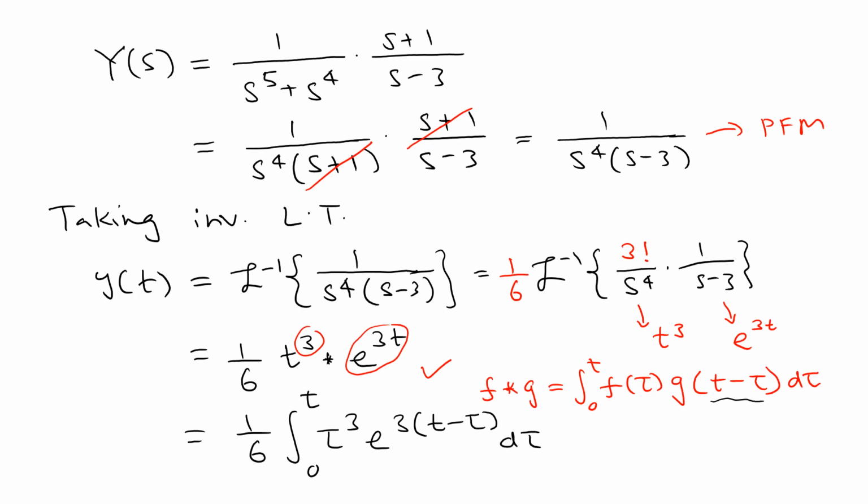And then the question is how to evaluate this one. The trick is to pull this term out of the integral, because it's independent of the variable tau. So we're going to pull it out and then use integration by parts. Let's do that part next.